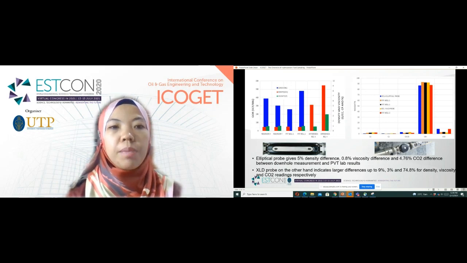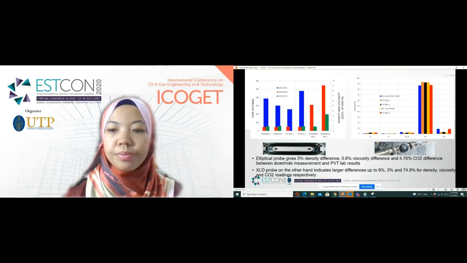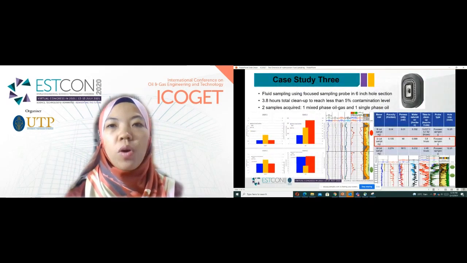In this case, the elliptical probe is giving about 1% to 5% difference, while the XLB probe is giving differences between 3% up to 74% accordingly. Case study number 3 involves the application of a focus sampling probe in a slim 6-inch hole section.